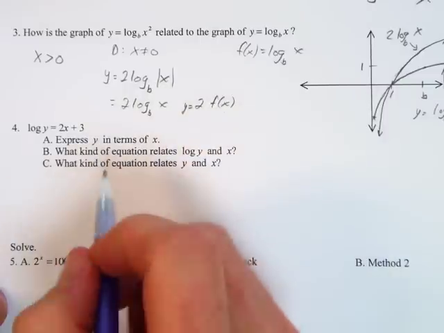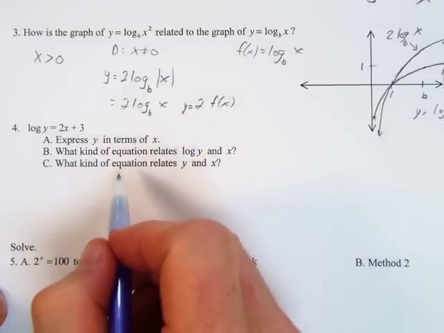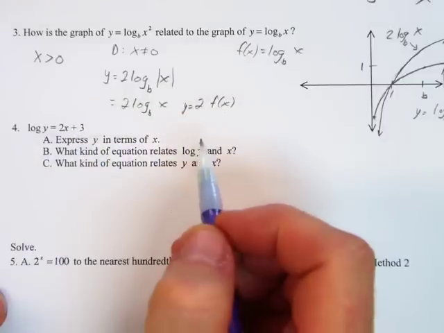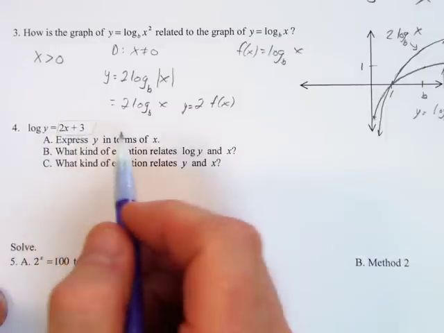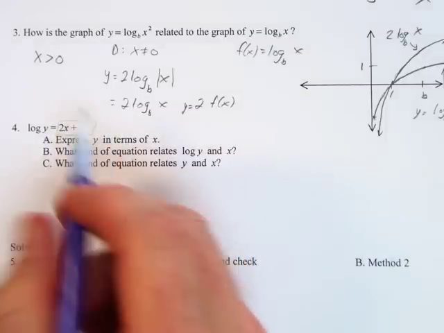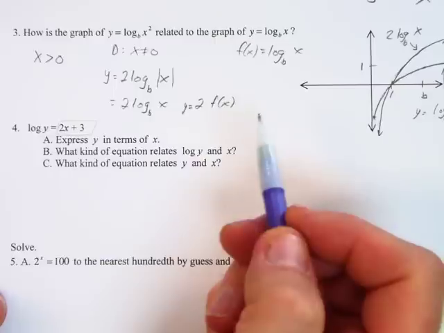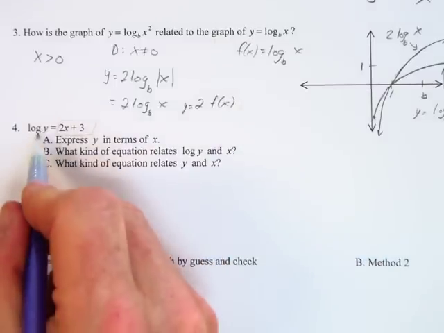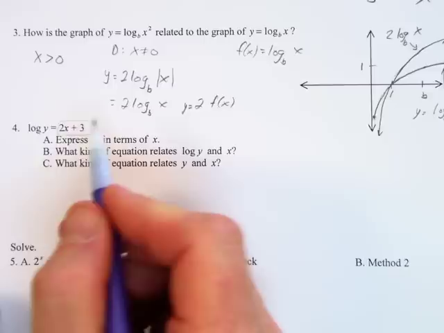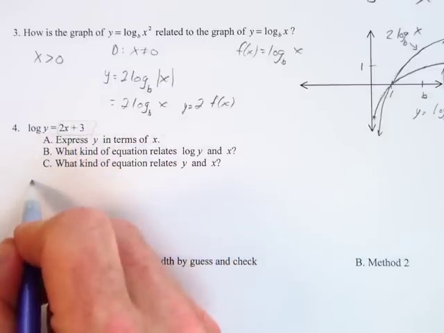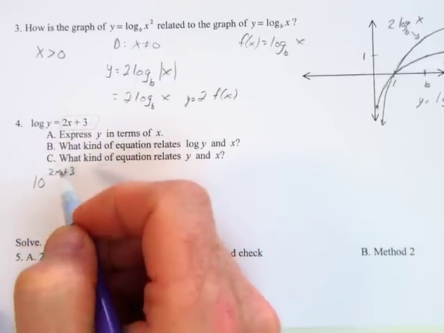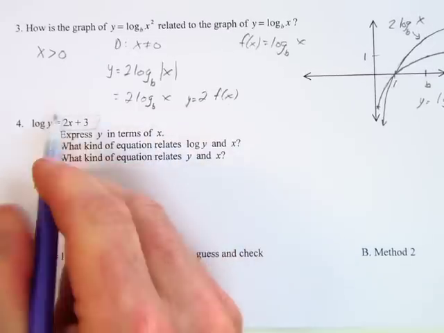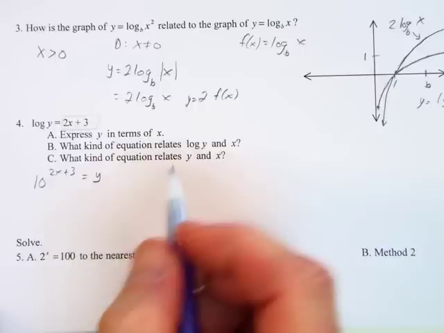All right, express y in terms of x. Or in other words, solve for y there. This is a log equation, and we want to convert it to an exponential equation. What's the base of the log? 10. It's our common log. So we will say 10 to the 2x plus 3 equals, because remember a log is an exponent, equals y.